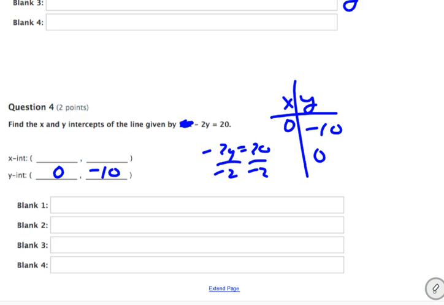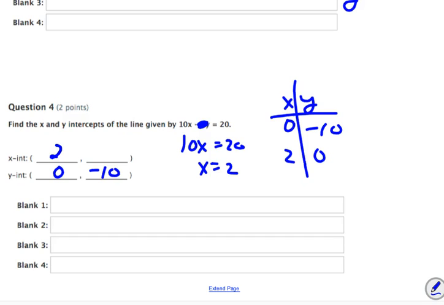Then you start over. Put 0 in for y. Go across this out, and you get 10x is 20. So you get x is 2. So the x-intercept is 2, 0.